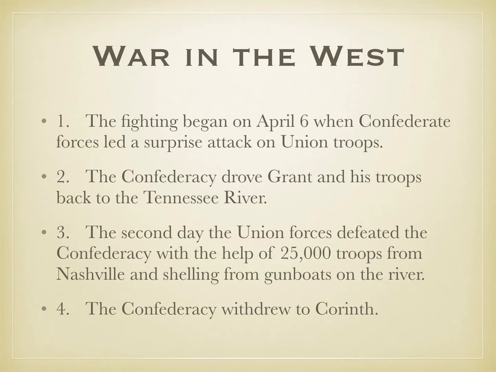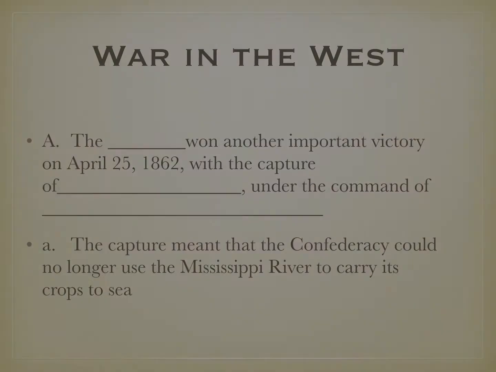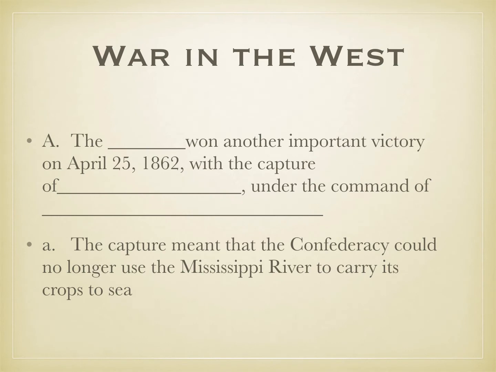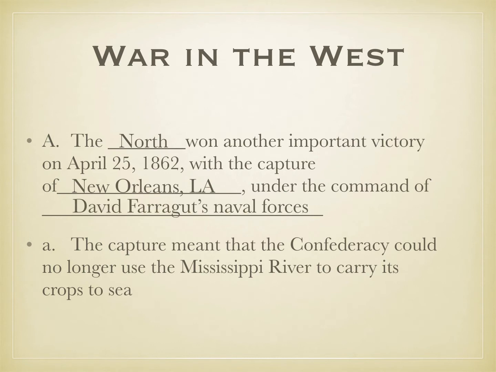Let's talk about one other battle in the West, which was very important, and it happened on April 25th, 1862, with the capture of New Orleans in Louisiana under the command of David Farragut. He was an admiral, and so obviously a battle in New Orleans is going to be Navy related because New Orleans is a port city, and it's very important because it controls the Mississippi River. So the capture of New Orleans meant that the Confederacy could no longer use the Mississippi River to carry its crops to sea. This is a big blow in the West.